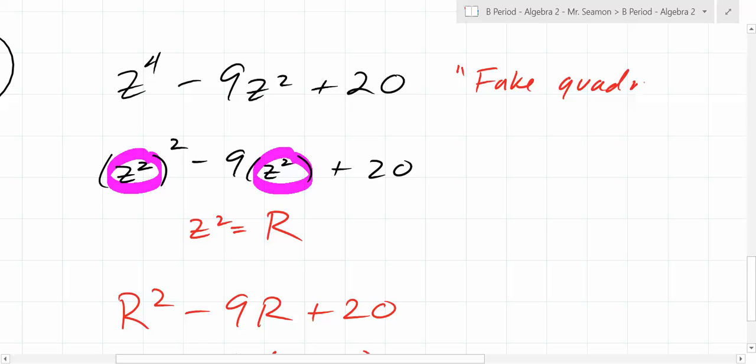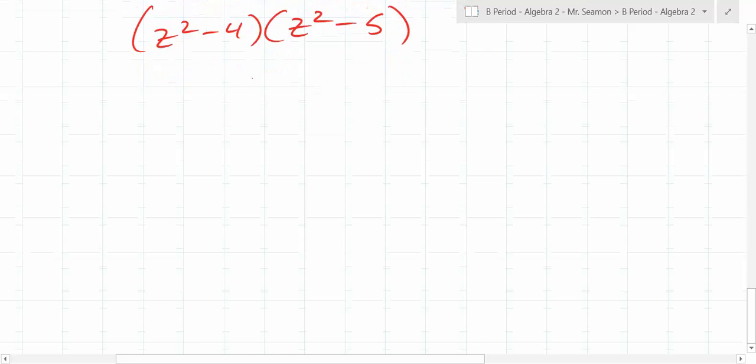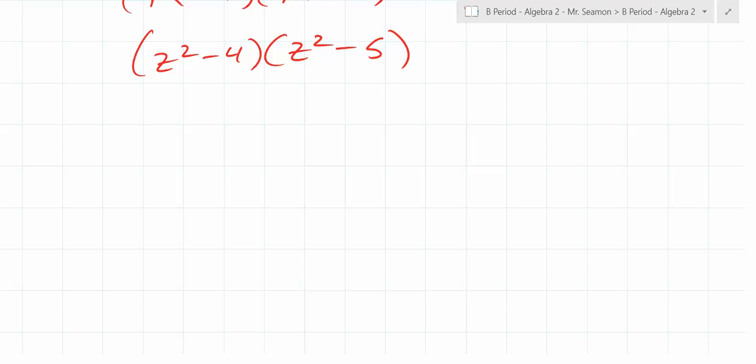Why is it a fake quadratic? Because what do you do to z squared to turn it into z to the fourth? You square it. Normally we see x and x squared, but instead we're saying z squared and z to the fourth. Are we done at this point right here? Nope. Why aren't we done? Can someone clearly tell me why we're not done?